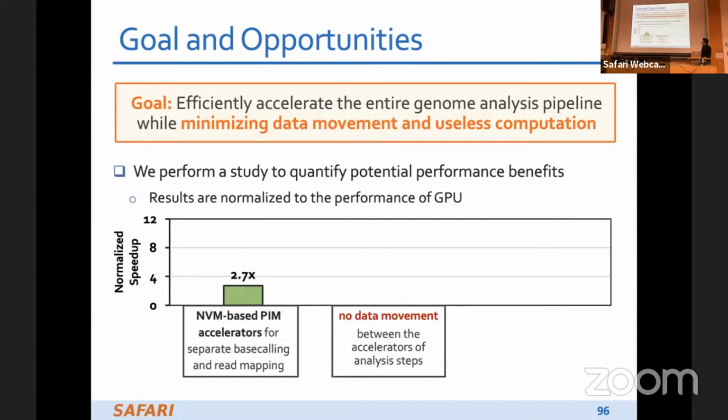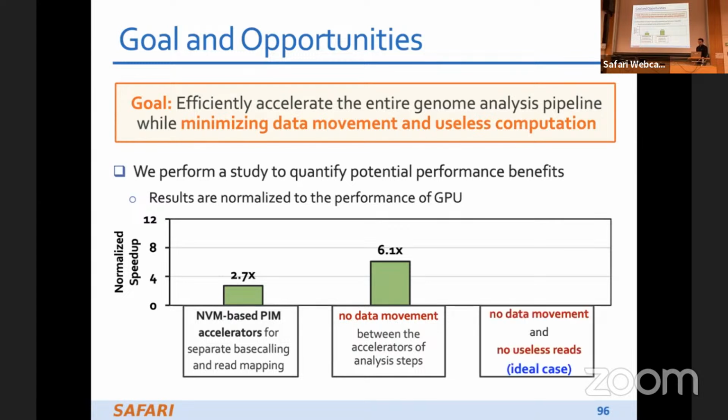Then we assume there is no data movement between these accelerators, because you can use PIM for base calling and read mapping, but whatever you generate using these steps, you need to move to the later step, for example, from base calling to read mapping. So we assume that such data movement does not exist. And when we assume such a case, we see that we can increase the performance by 6x.